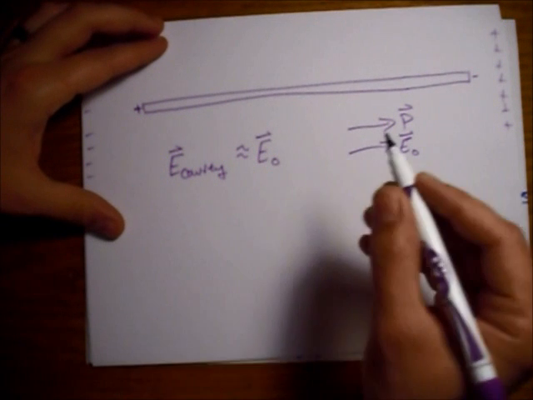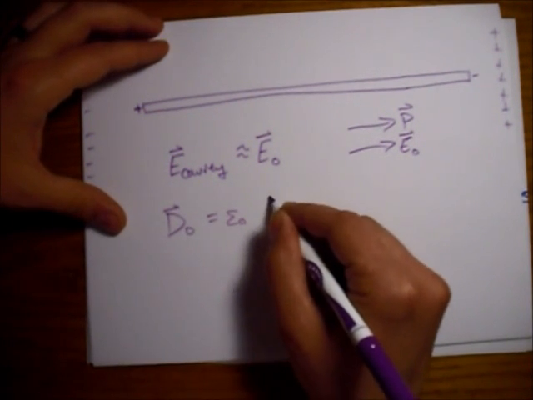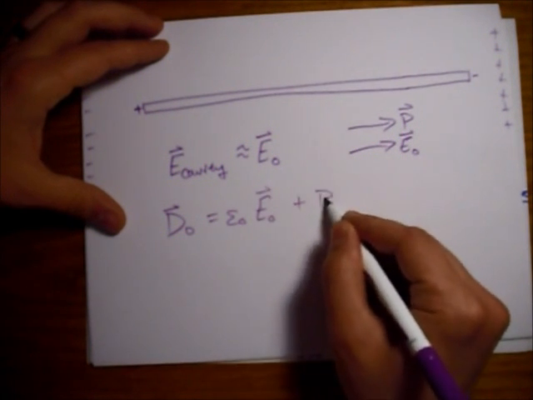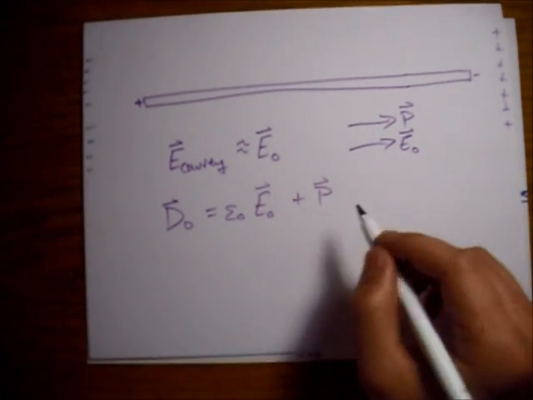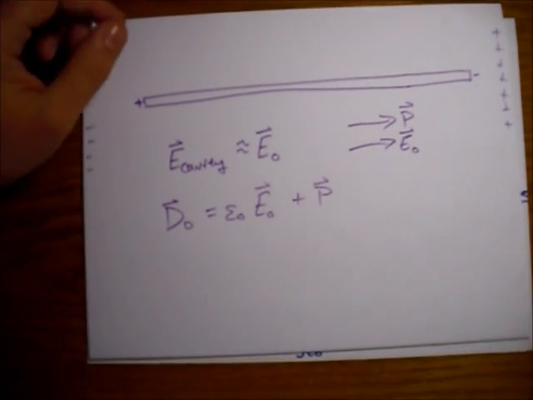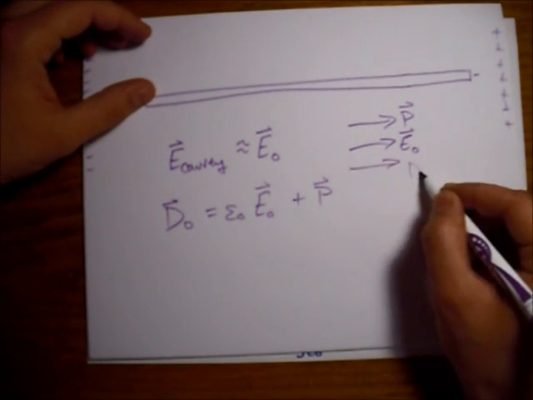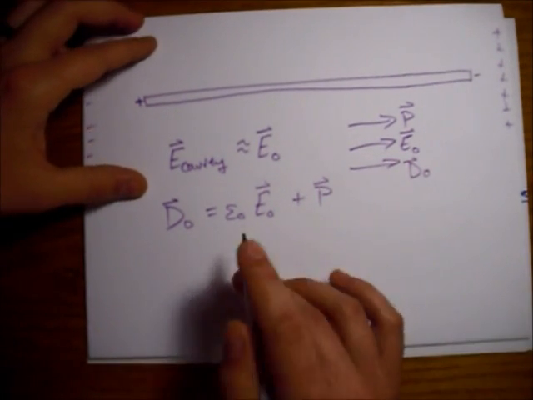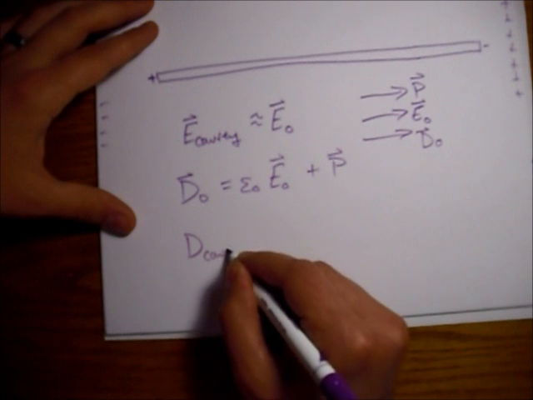The second part, if we go ahead and write our original electric displacement out here, I guess I could draw this along with these guys. So what is the D inside the cavity?